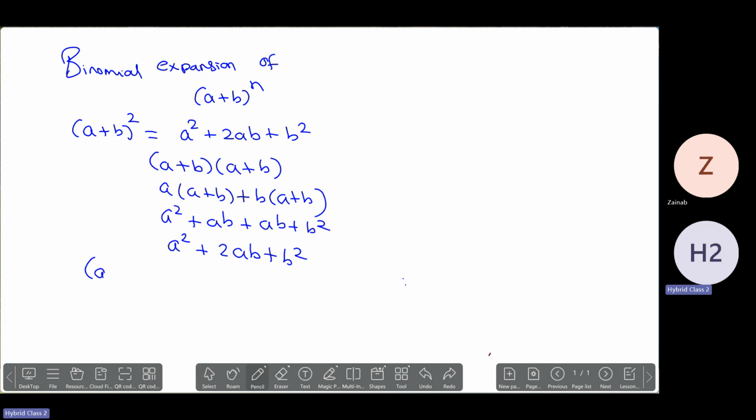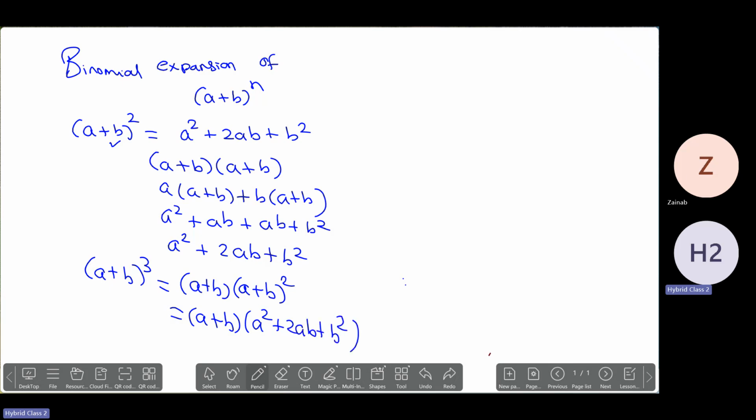Do you know how to expand a plus b whole cube? Again, what? A plus b. Since we already know the answer for a plus b the whole square, I can write a plus b times a plus b whole square. So we know the answer for a plus b whole square: a square plus 2ab plus b square. Then I will have to expand one by one. The a I should multiply with all the three terms. The b I should multiply with all the terms, which will give you 6 terms, right? So the like terms should be simplified.